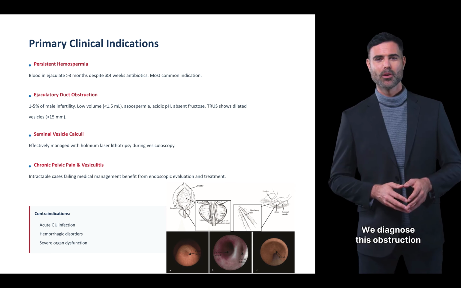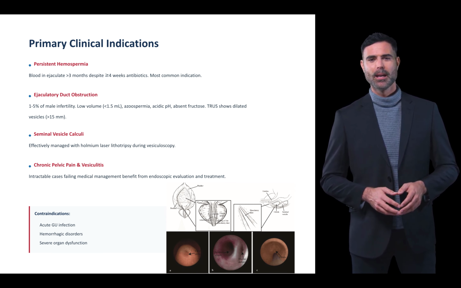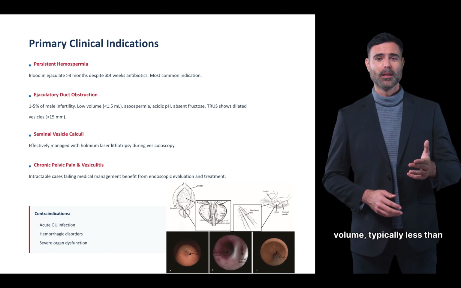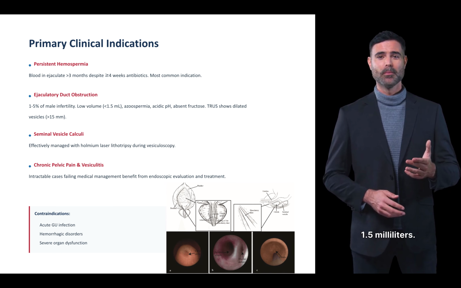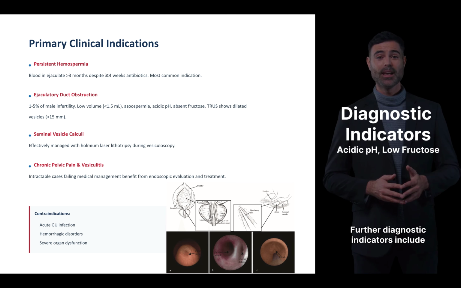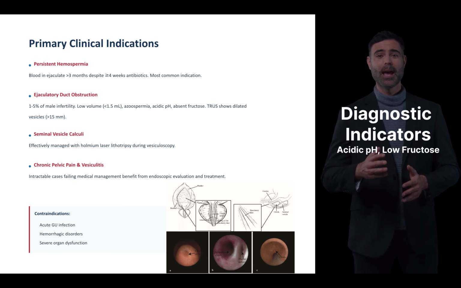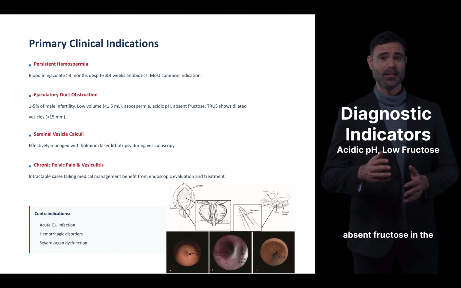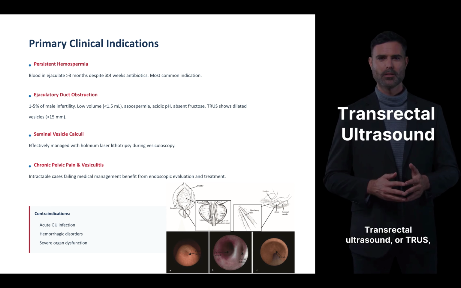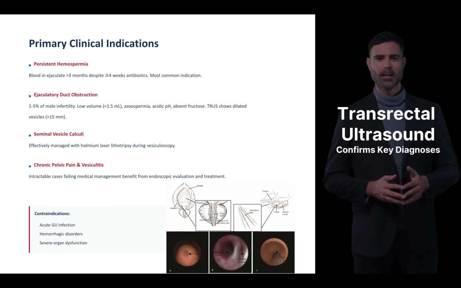We diagnose this obstruction based on specific criteria, including a low ejaculate volume, typically less than 1.5 milliliters. Further diagnostic indicators include an acidic pH level and low or even absent fructose in the seminal fluid analysis. Transrectal ultrasound, or TRUS, plays a crucial role in confirming these diagnoses.